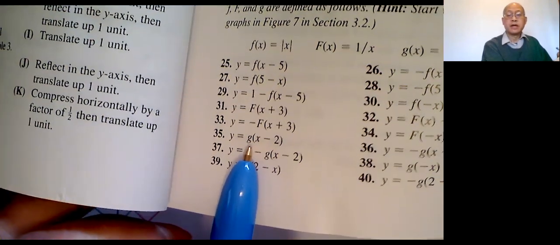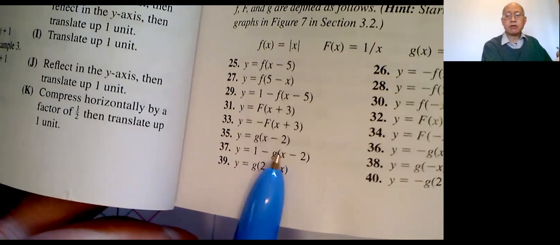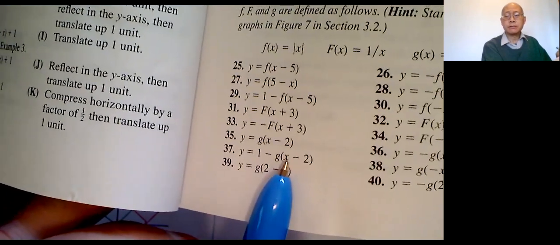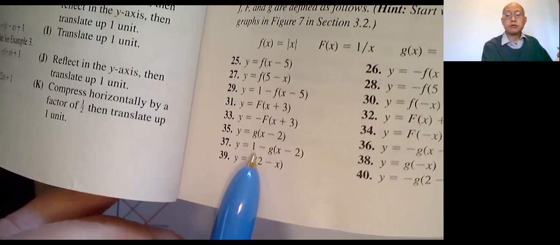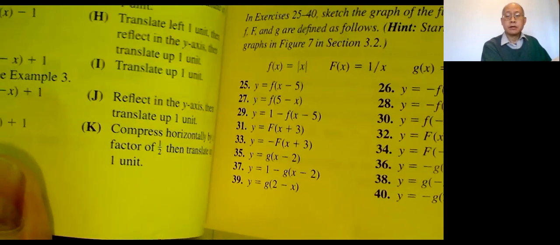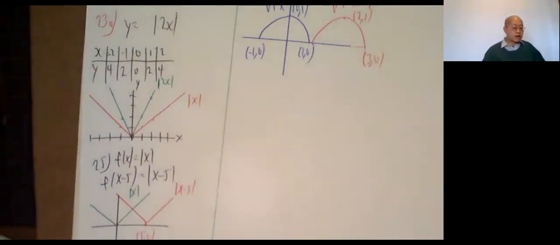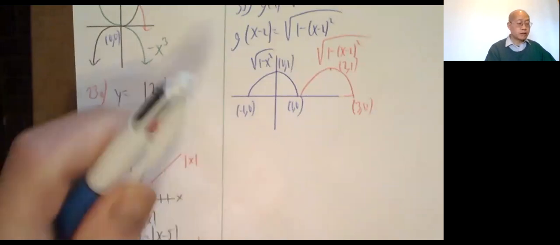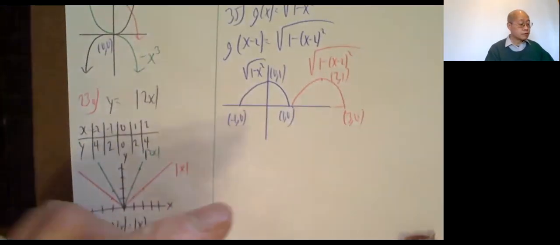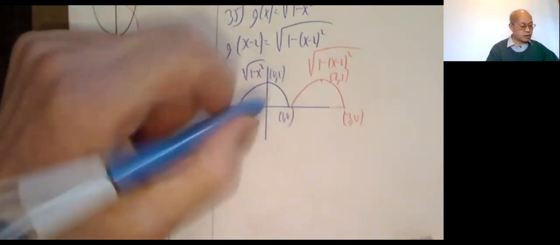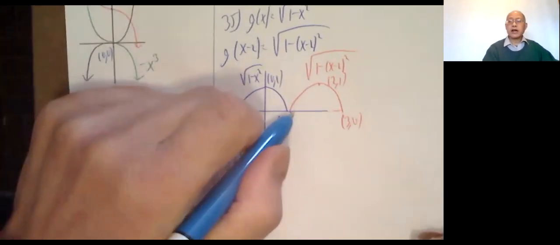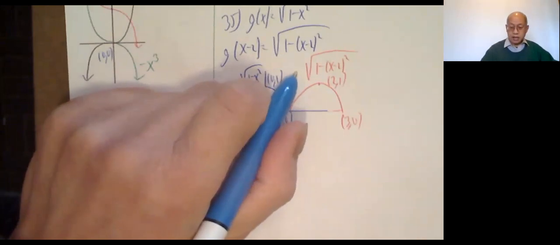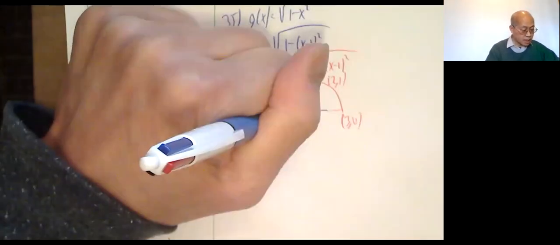The negative means reflect across the x-axis. And what does the 1 do? Move the whole thing up 1. So I'm going to piggyback off this graph. 35 is finished, but as long as I've got this graph, go on to 37. So if I put a minus sign in front of the whole thing, that ends up going like this.